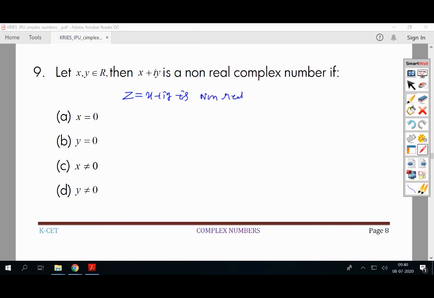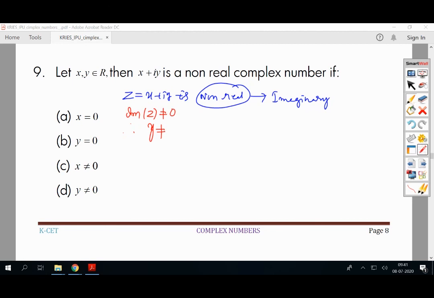ಇದು imaginary ಇದ್ದಾಗ imaginary part should be present. So imaginary part should not be equal to 0. Therefore for this you are supposed to have the direct answer. Imaginary part of z should not be equal to 0. So imaginary part of z here is y, which is not equal to 0. Therefore option D is going to be the correct answer for this question.